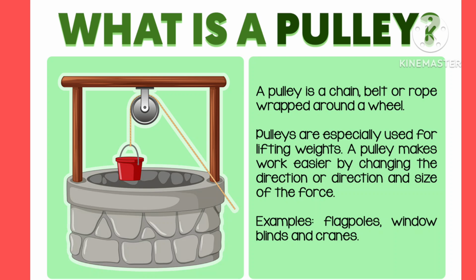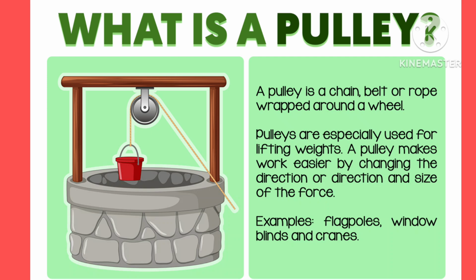Pulley is also a simple machine, and the use of the pulley is to lift heavy objects. The structure of a pulley is a chain, belt or rope wrapped around a wheel with a groove. This chain or belt is fitted on this groove, and the groove helps to keep the rope in its position. As the rope moves, the wheel of the pulley rotates around an axle.